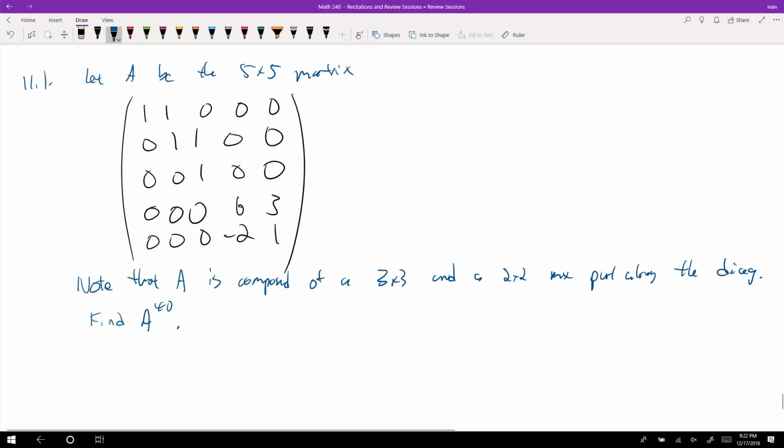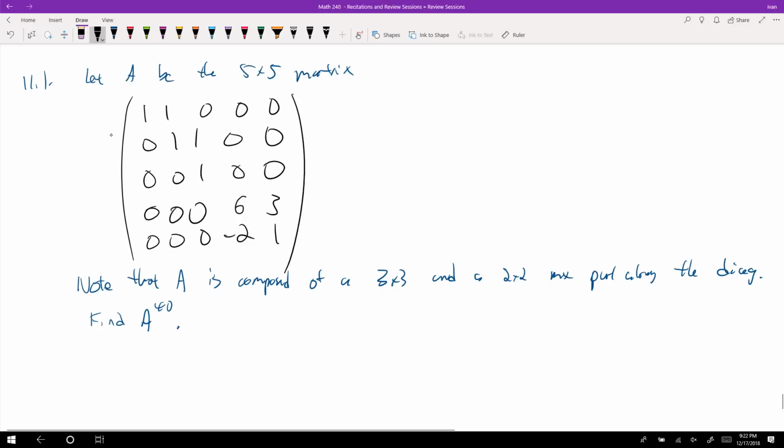The four cell is 6 or 0? That's a 6. Yeah, that's a 6. Okay, everything else is 0.